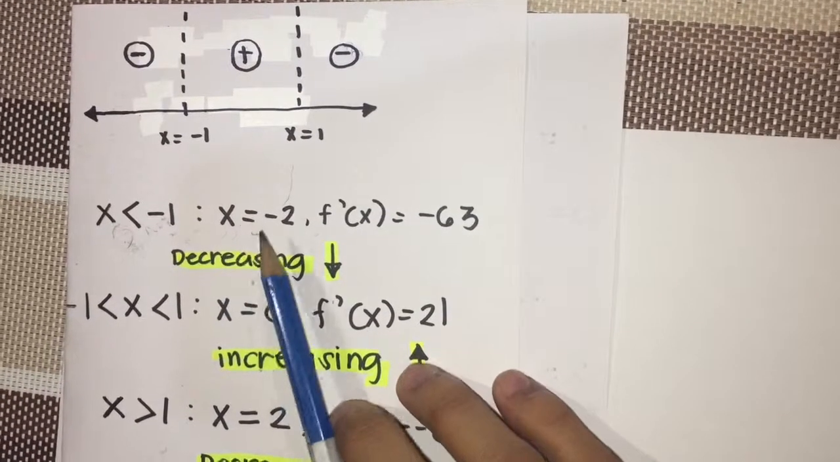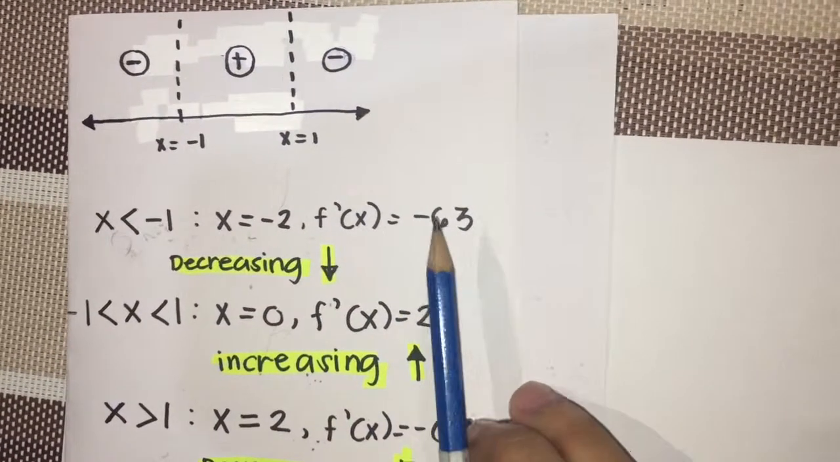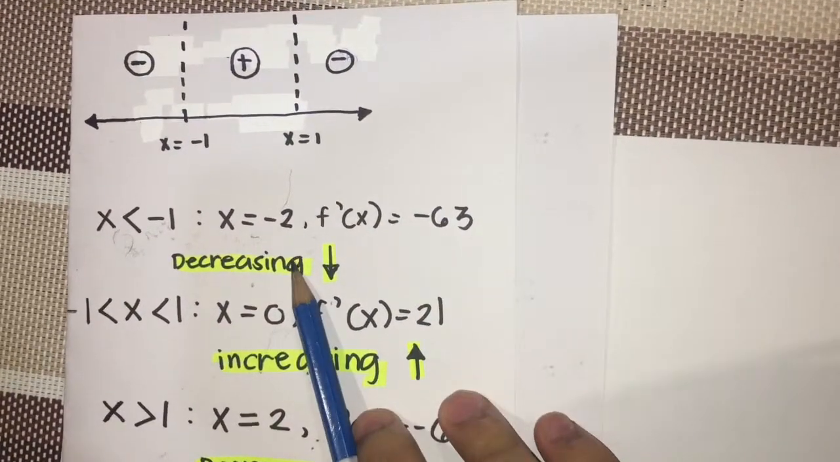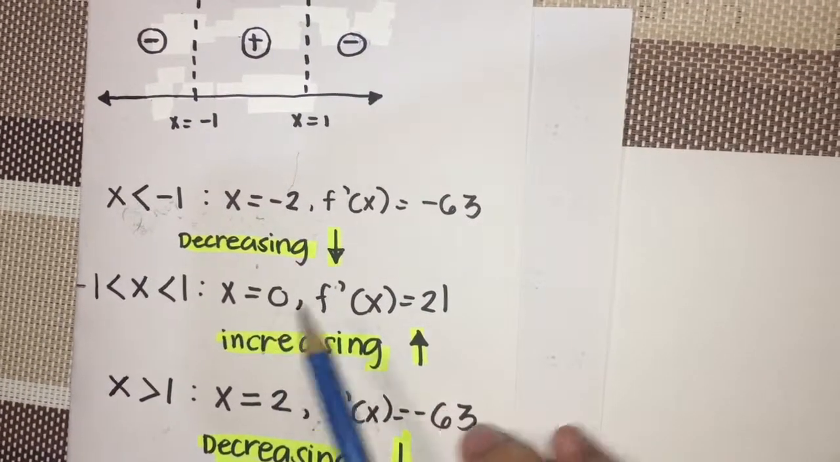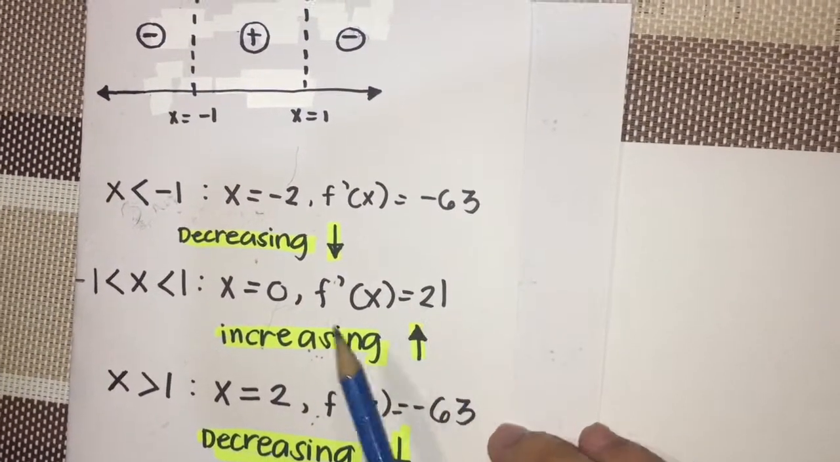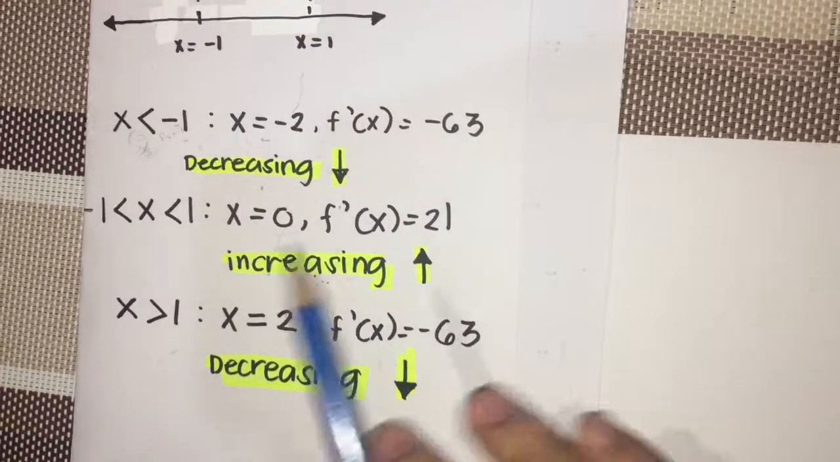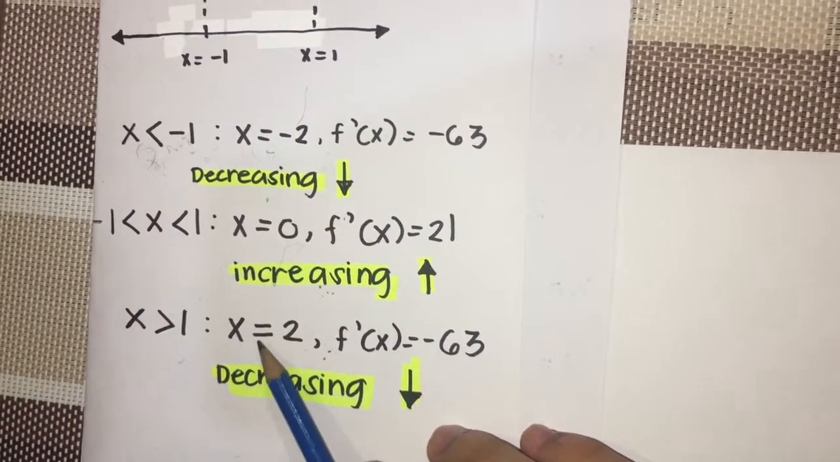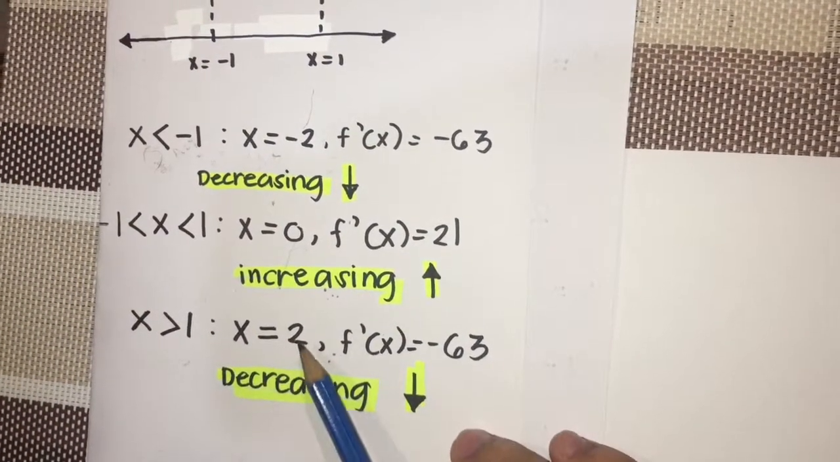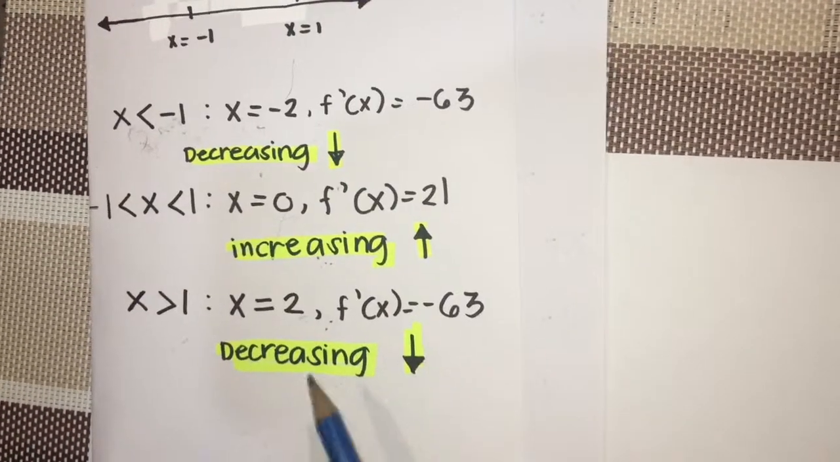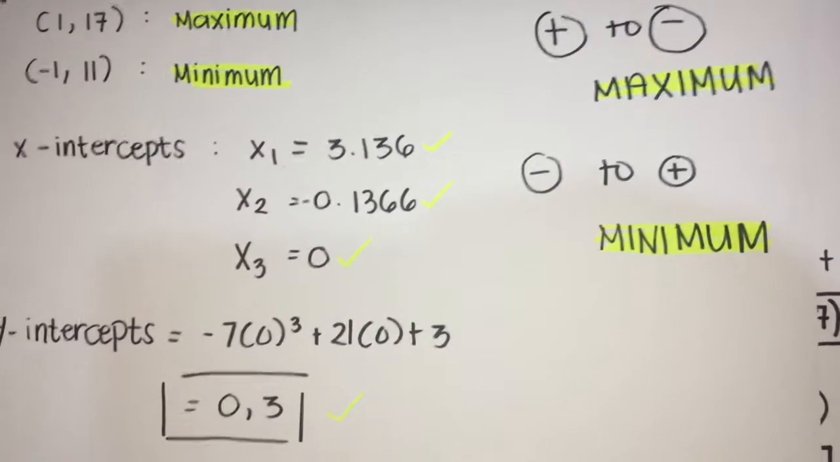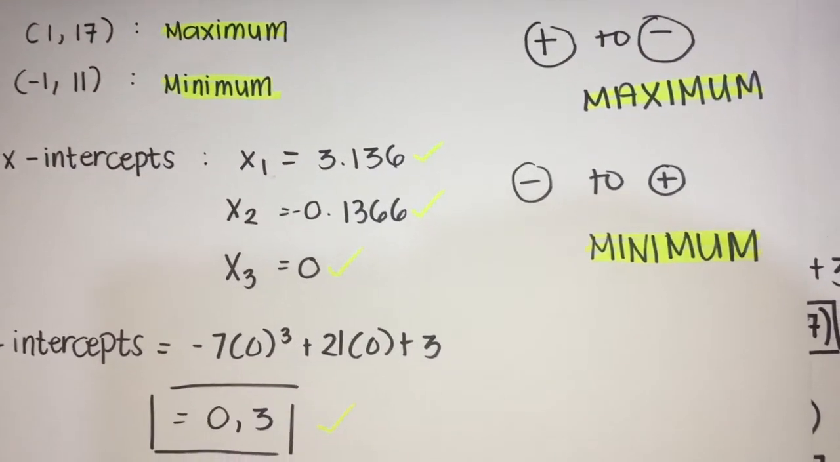So x is negative 2, the result is negative 63. So it is decreasing. Next is when x is equal to 0, the result is 21. So it is increasing. Next is if x is positive 2, the result is negative 63. So it is decreasing. Now we're going to find the x-intercepts.